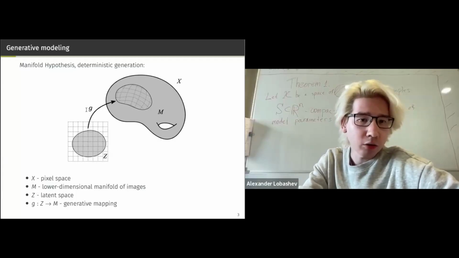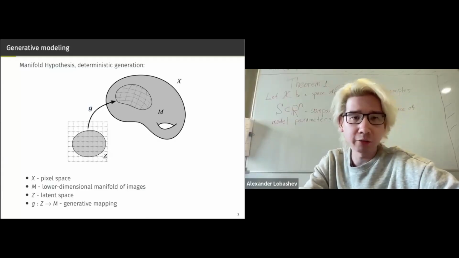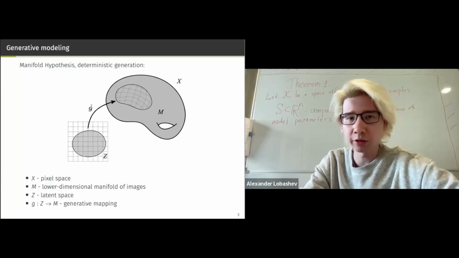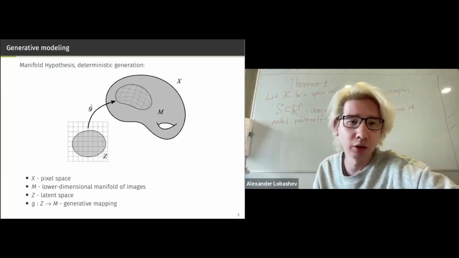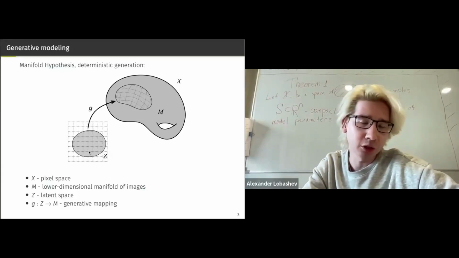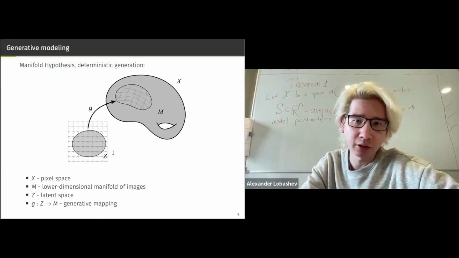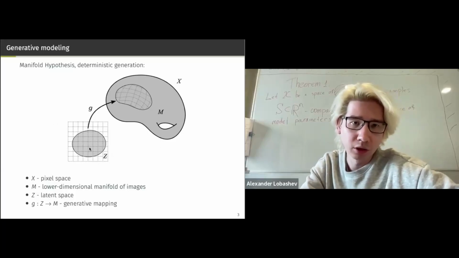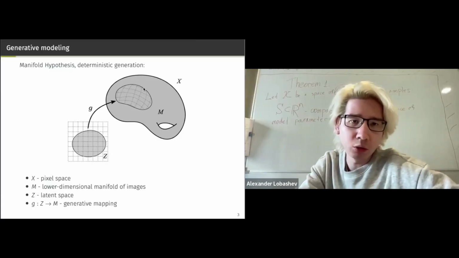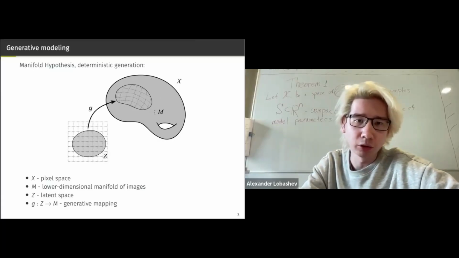And also, we assume that we have a generative mapping. So we have a space which I call Z. It contains, for example, for generative adversarial networks, just samples from a normal distribution. And usually we assume that this is a lower dimensional space. Then we apply the generative mapping, and we obtain a distribution of images. And actually, if we have some coordinate system in this latent space, then our generative mapping induces a coordinate system on the space of all images.